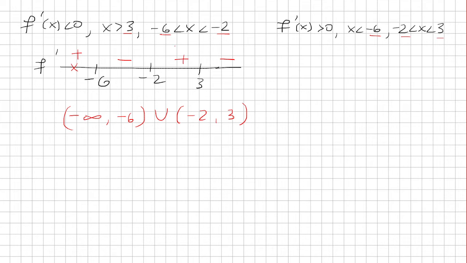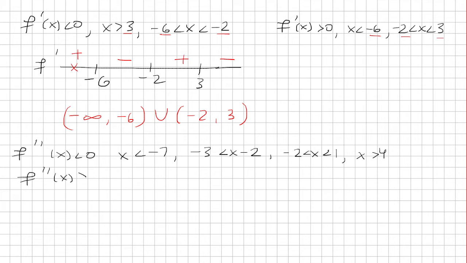Now we want to see on what intervals the graph of f is concave downward. We're given that the second derivative is negative if x is less than -7, x between -3 and -2, x between -2 and 1, and x greater than 4. And it's positive if x is between -7 and -6, -6 and -3, 1 and 3, then 3 to 4.